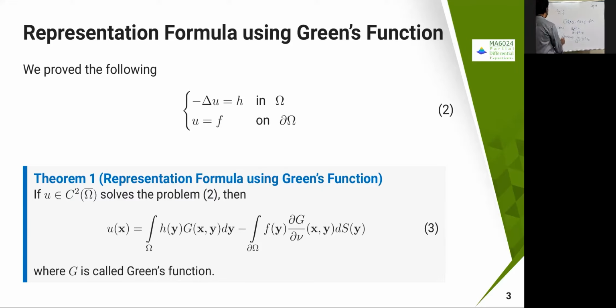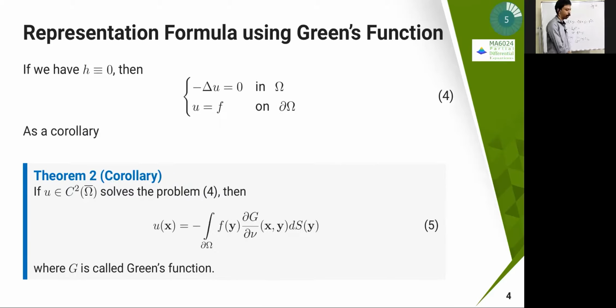Now suppose h is 0. Then automatically the first term will become 0, and therefore you will get u of x equal to minus the integral of dou G by dou nu into f of y dS. That is a simple corollary, it is obvious, and you don't need any proof for it. So the corollary is: if h is identically 0, then u of x becomes minus the integral of f of y times dou G by dou nu dS.